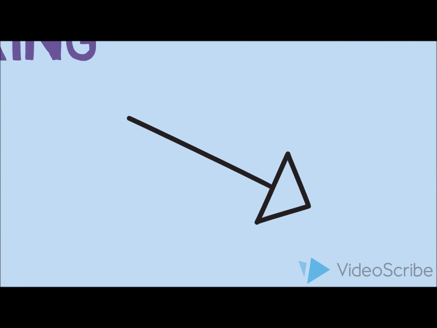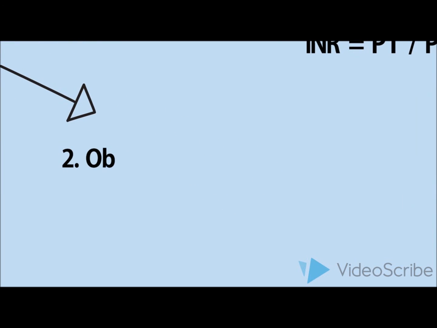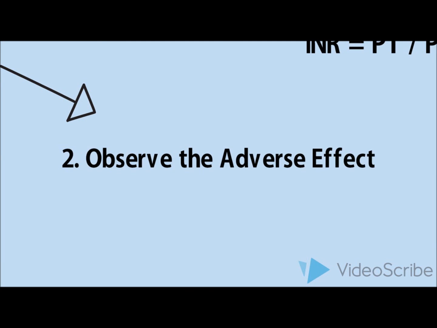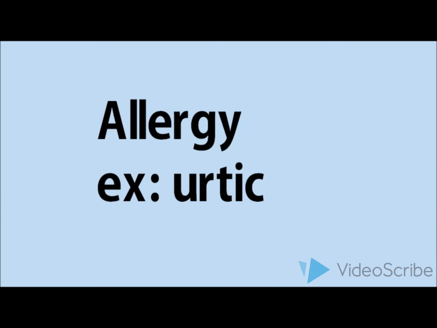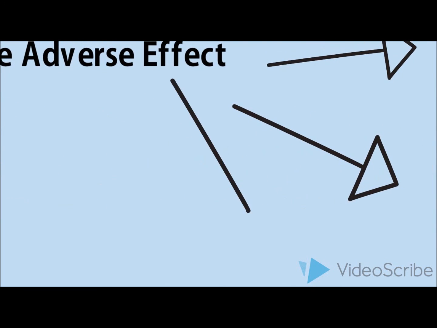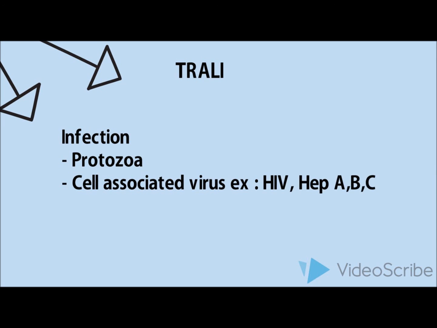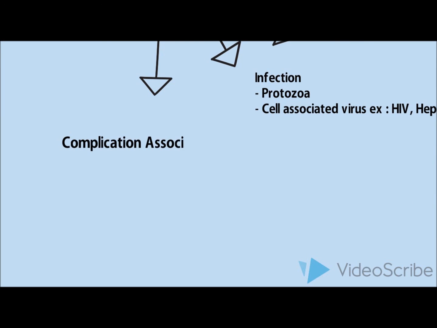Other than that, after fresh frozen plasma transfusion, the patient needs to be monitored for several adverse effects, including, firstly, allergy, for example, urticaria. Secondly, transfusion-related acute lung injury, also called TRALI. Thirdly, infection, for example, protozoa and cell-associated viruses such as HIV, hepatitis A, B, and C. And lastly, complications related to leukocyte depletion, for example, conjunctivitis.